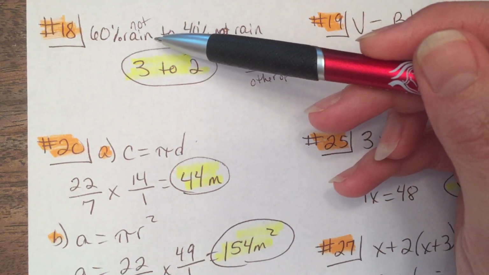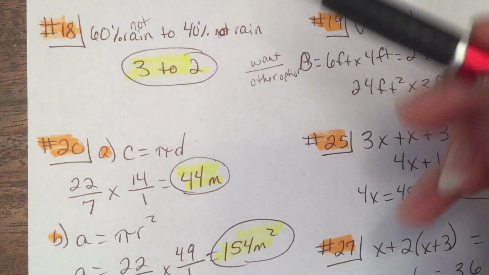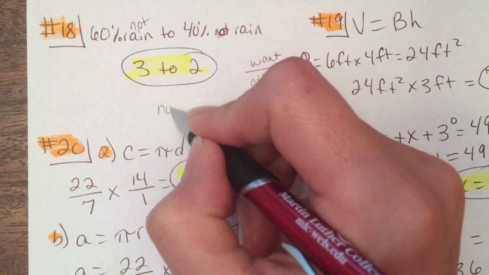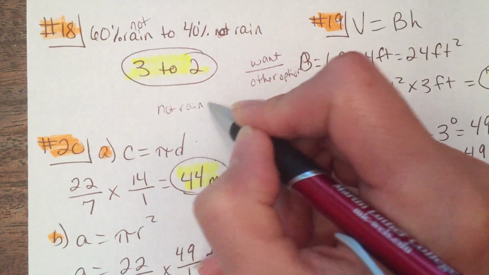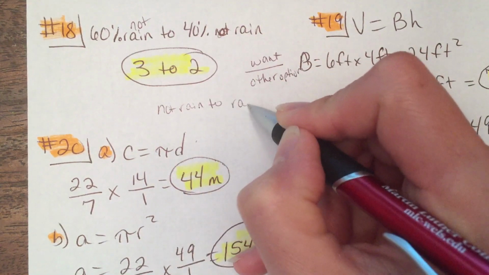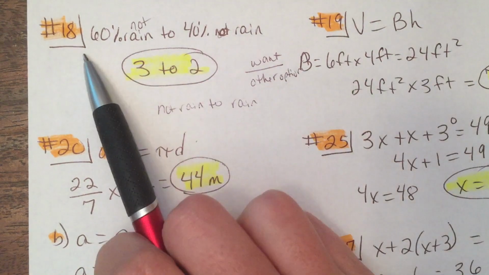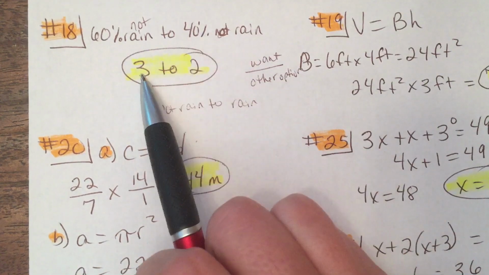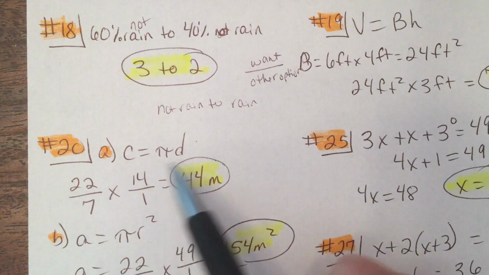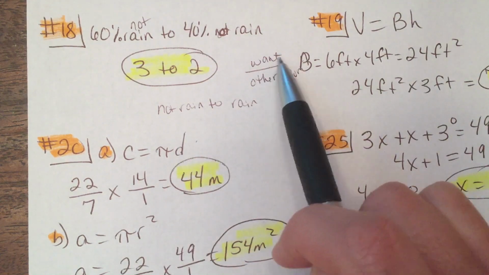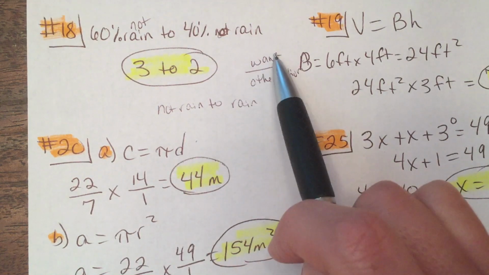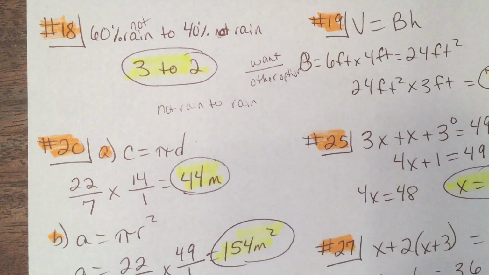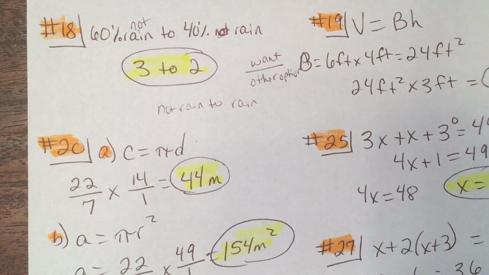Okay, so they're asking us about the odds it will not rain. So I need to compare not rain to rain. So that's 60 to 40, 60% to 40%. That reduces to 3 to 2. So odds, it's not out of the total, it's what we want compared to all the other options. Okay, number 19.